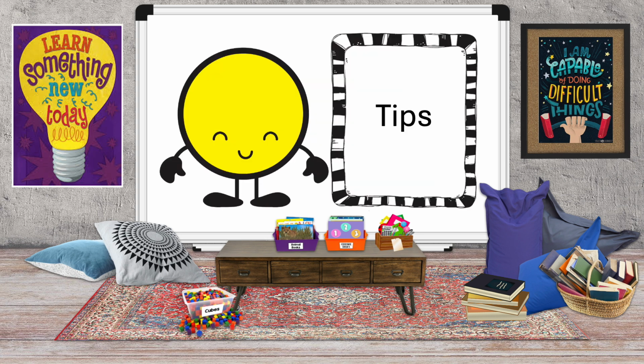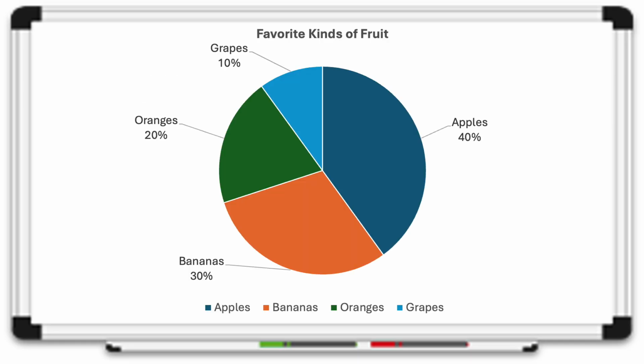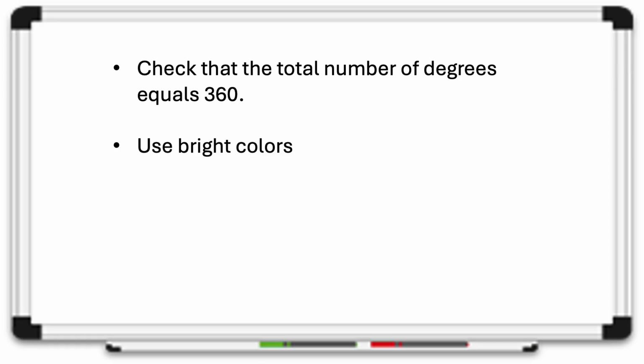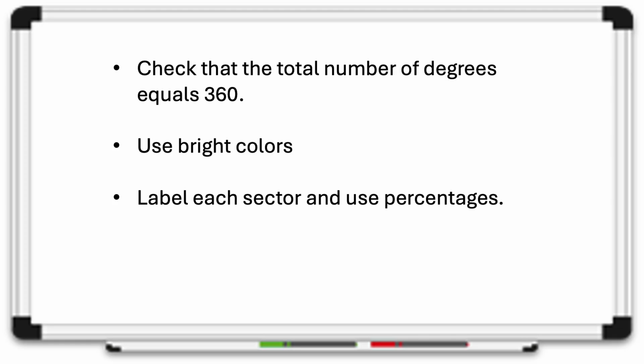Here are some tips for making great circle graphs. Always double check your math so your pieces add up to the whole circle, 360 degrees. Use bright colors to make your graph easy to read. Don't forget to label each sector and use percentages. Write a clear title.